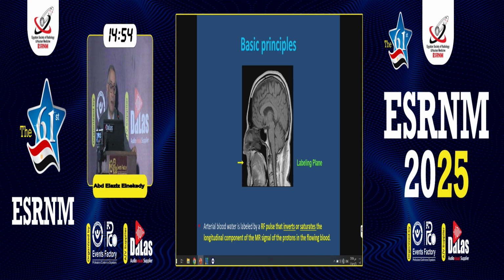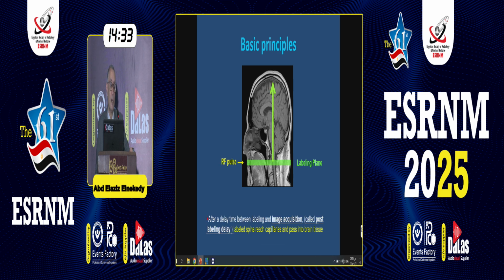The arterial blood water is labeled by an RF pulse that inverts or saturates the longitudinal component of the MRI signal of the protons in the flowing blood at the level of the upper neck, carotid, and vertebral arteries. This will travel through the carotid and vertebral arteries to the brain. After a delay time between the labeling and imaging acquisition, which is called the post-labeling delay, the labeled blood reaches the capillaries and passes into the brain tissues.